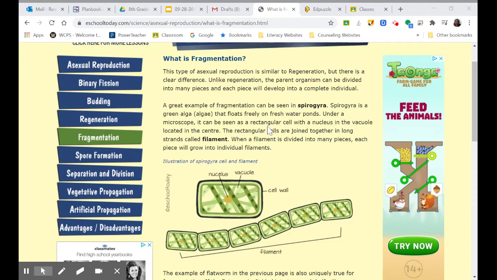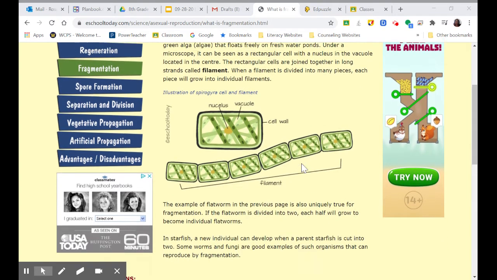Under a microscope, it can be seen as a rectangular cell with a nucleus and a vacuole located in the center. So this is when it comes to plant cells. The rectangular cells are joined together in long strands called filaments, which we'll learn more about when we talk about flowering reproduction. When a filament is divided into many pieces, each piece will grow into individual filaments.